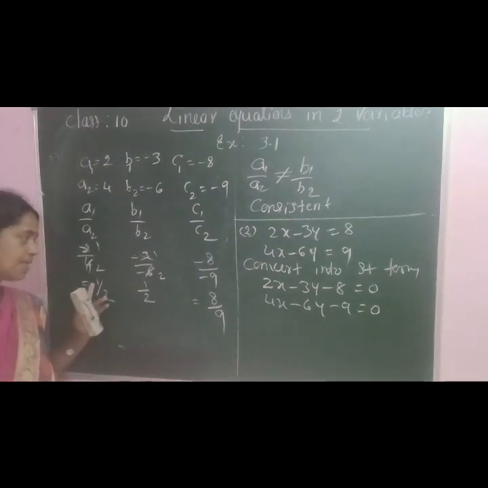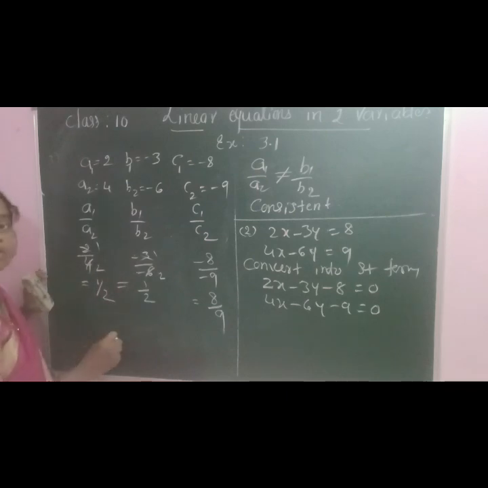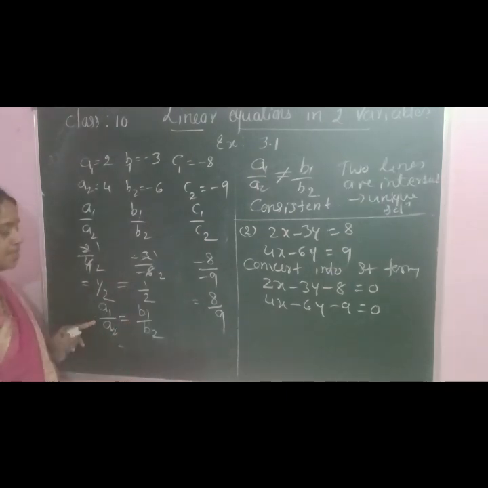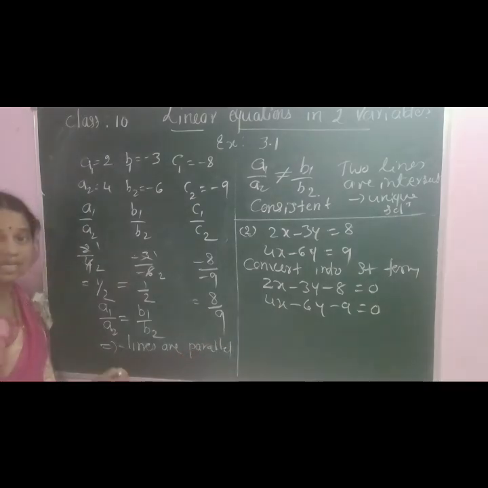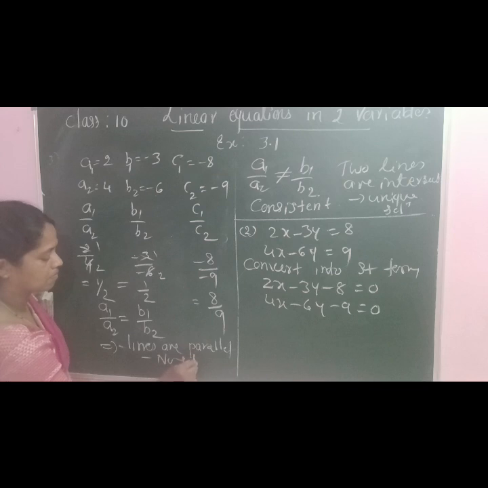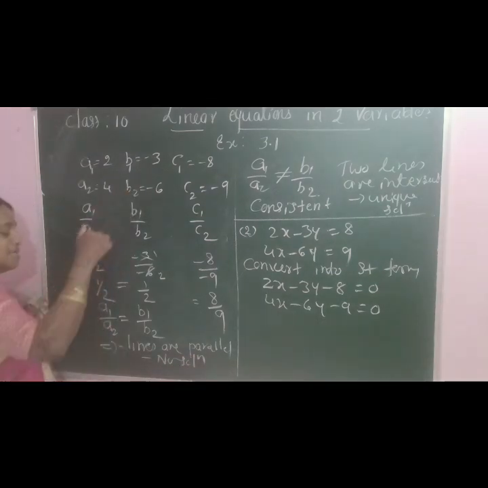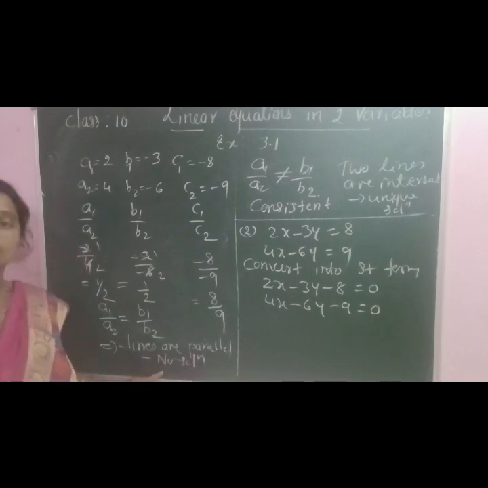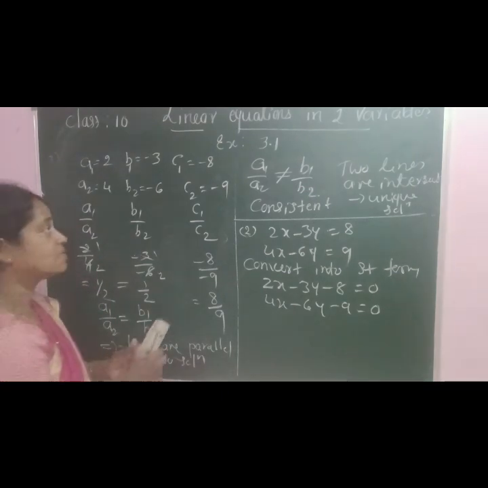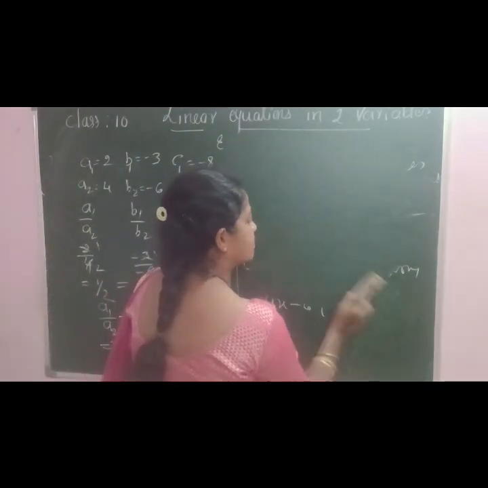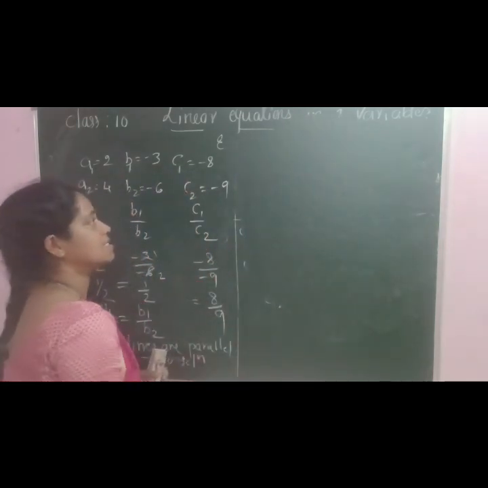So what did you notice now? a1 by a2 and b1 by b2 are the same. Since the two ratios are equal, the two lines are parallel. It does not have any solution. It is no solution. If the pair of linear equations does not have a solution, it is inconsistent. So the final answer is yes, it is inconsistent.